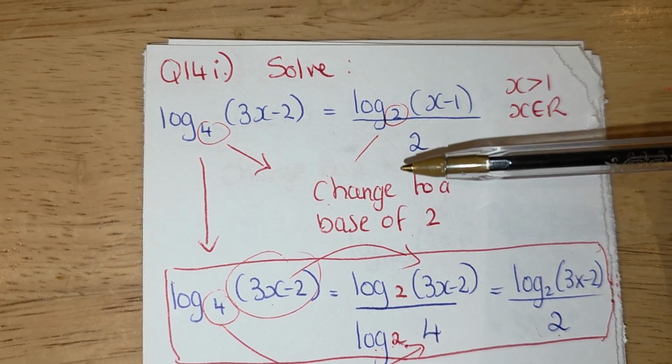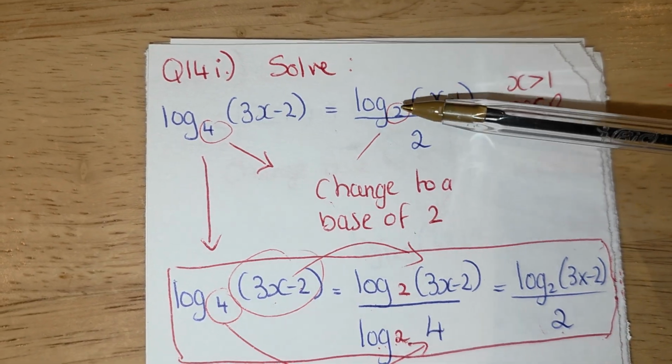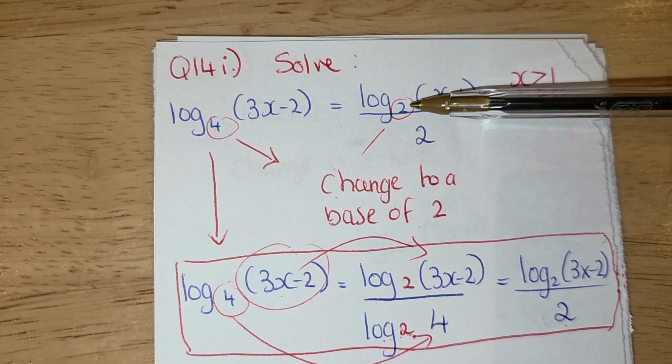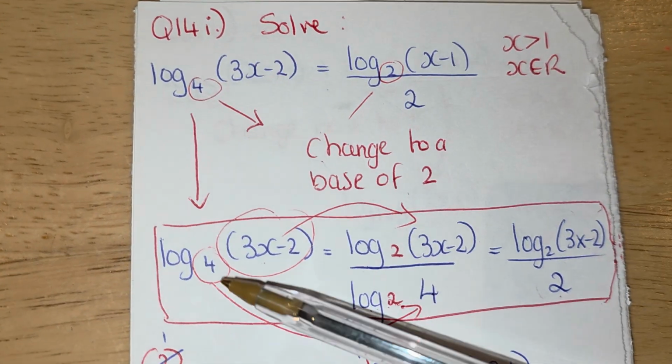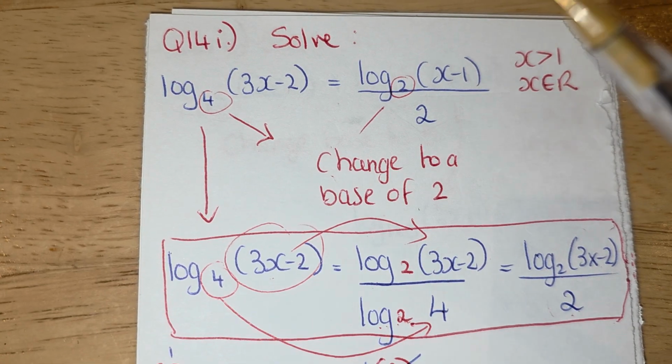Change them all to the same base. I always go with the lower of the two numbers. Between a 4 and a 2, I change them all so that they have a base of 2, which means I don't need to touch this one. It already has a base of 2. Work with this one. So I'll apply my rule from the log tables on how you change the base.